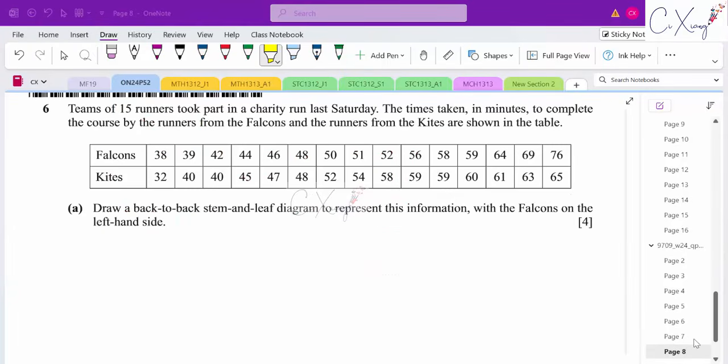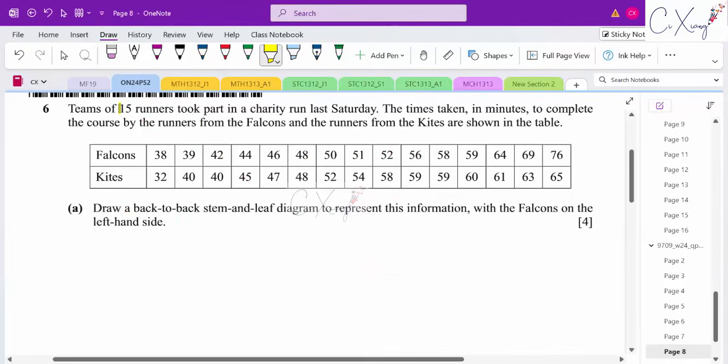Okay, so we are now at question number 6. A team of 15 runners took part in a charity run last Saturday. The time taken in minutes to complete the course by the runners from the Falcons and the runners from the Kites are shown in the table. So there are two groups of runners here, and these are the times taken by them to complete the run.